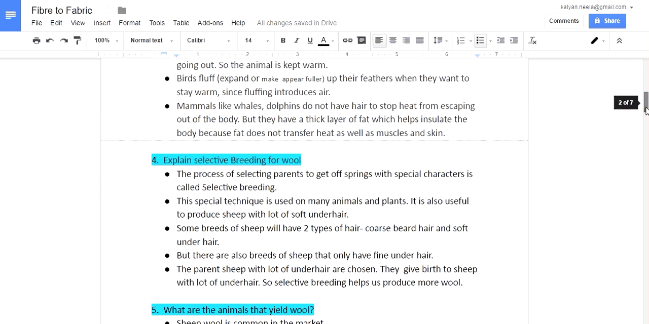Next is, what do you mean by selective breeding? When you are trying to make coats, naturally the farmers, the people who raise the sheep to get fur from their body, are called breeders. Breeders means those who raise sheep or any other animal.